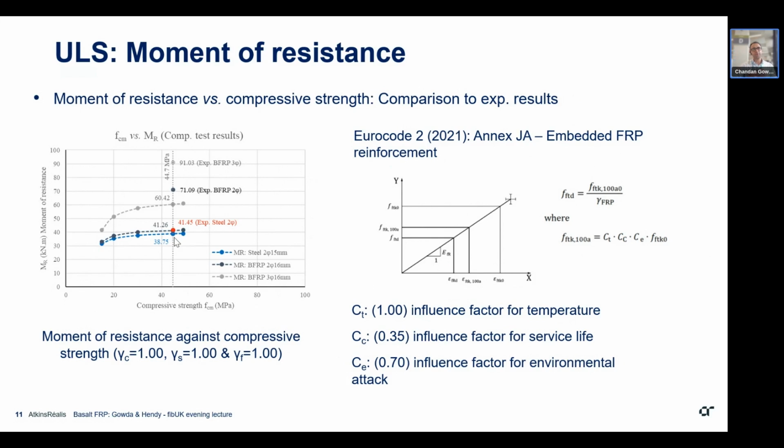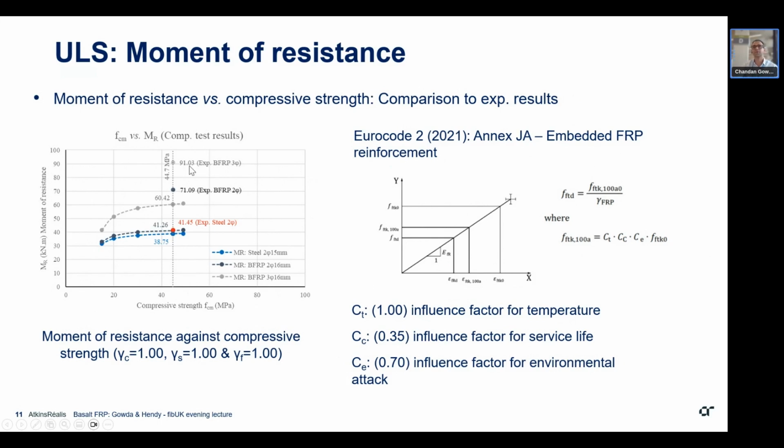Whereas when we compare it in terms of Basalt fiber reinforced polymers, in terms of two reinforced beams, the analytical value gives us 41.2 kilonewton meter, and the experimental one gives 71 kilonewton meter. Similarly, in case of the higher reinforced beam, it goes from 60 analytical value to 91 in the experimental value.